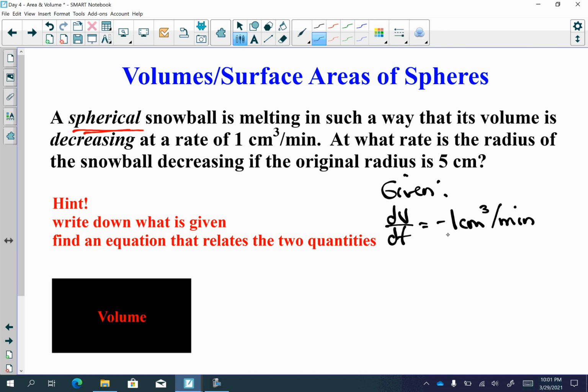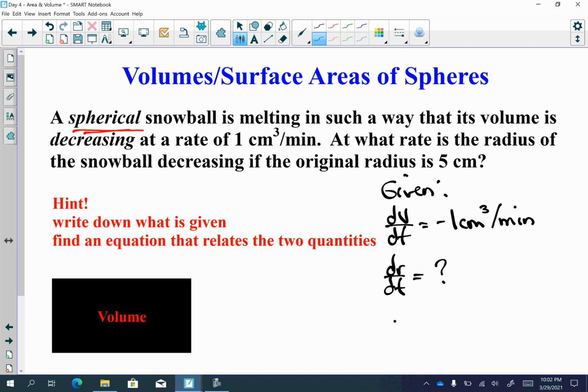Again, it's dV over dt because it's volume, cubic centimeters per minute, with respect to time. At what rate is the radius of the snowball decreasing? So I want to know dr over dt. And it says it's decreasing, so we know that this should be a negative, but we can work that out in a minute.